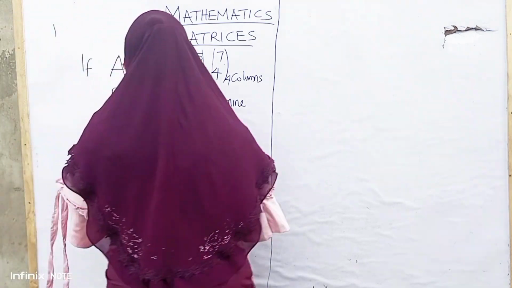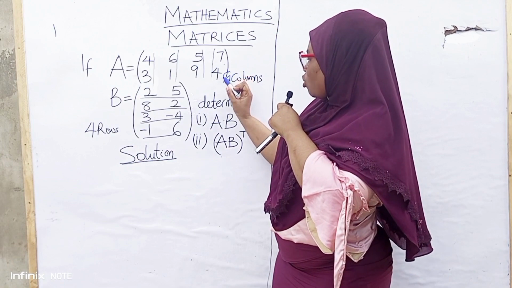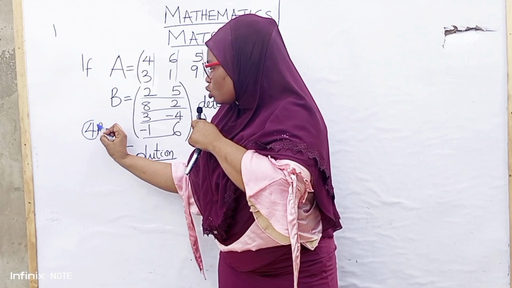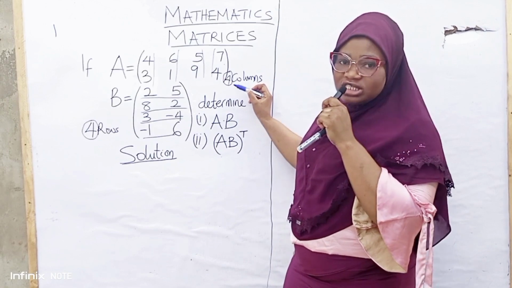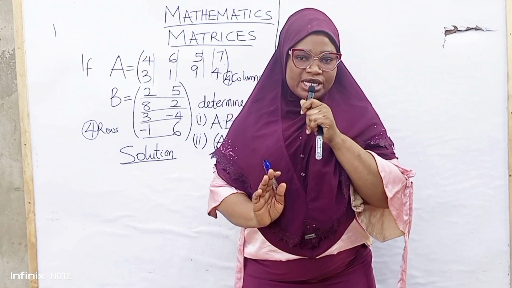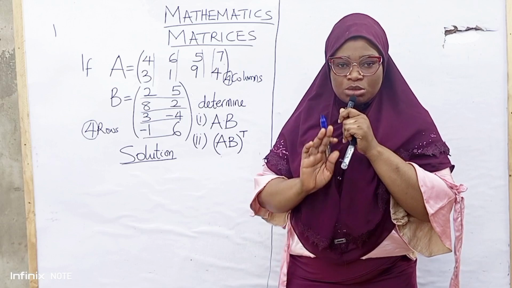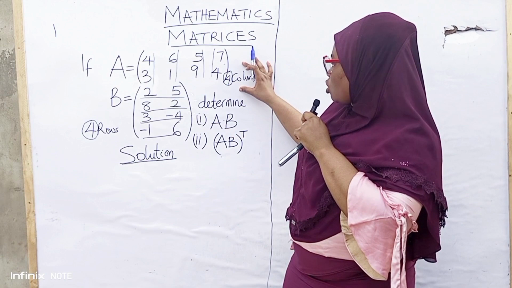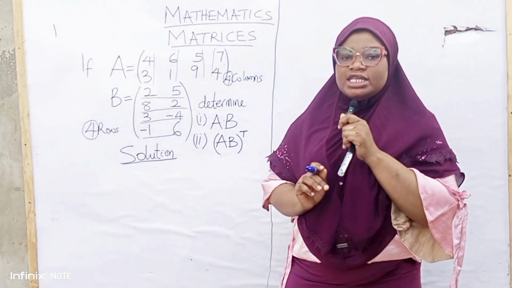Now, for you to know whether they can be multiplied together, the number of columns of the first matrix has to be the same as the number of rows of the second matrix. You can see here that the number of columns of the first matrix is 4, and the number of rows of the second matrix is 4. That means they can be multiplied together. In case they are not the same, you cannot multiply them. But for this question, they are the same, so we can multiply them together.